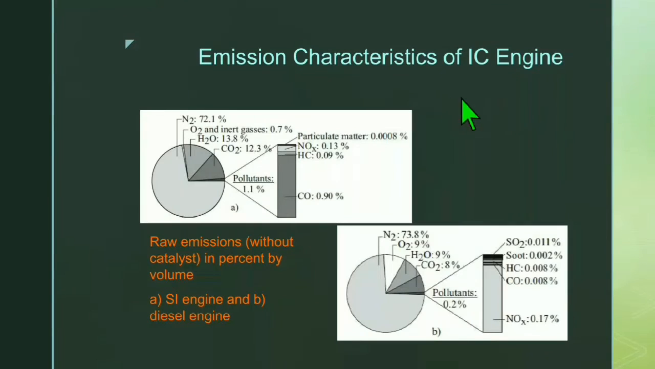Emission characteristics of IC engine: nitrogen 72.1%, oxygen and inert gases 0.7%, H2O 13.8%, carbon dioxide 12.3%, and pollutants 1.1%. Raw emission without catalyst, in percent by volume. This picture is for SI engine, and this one is for diesel engines, where nitrogen 73.8%, oxygen 9%, H2O 9%, carbon dioxide 8%, pollutants 0.2%.